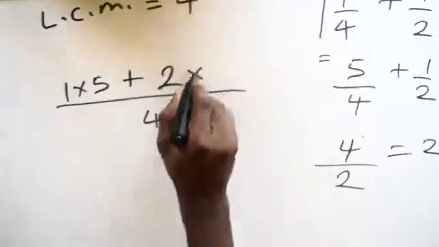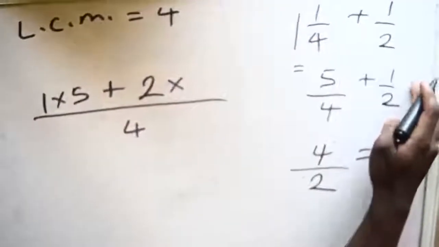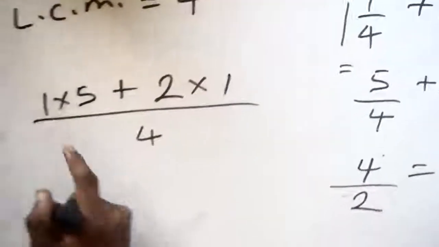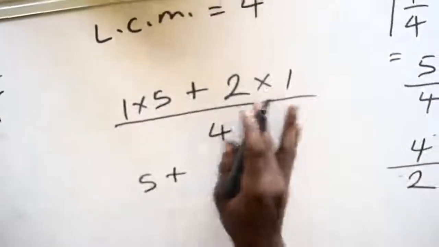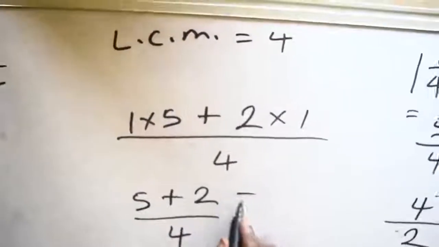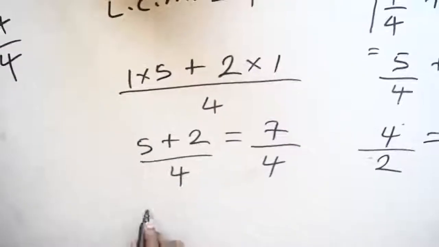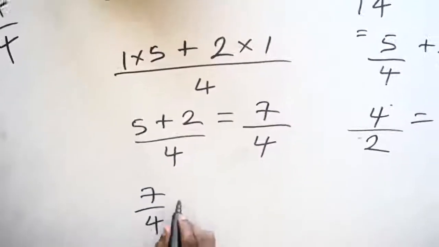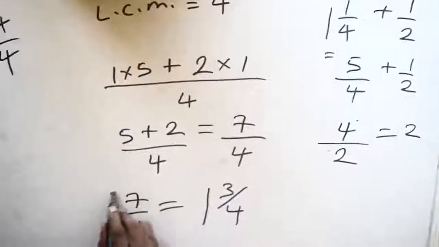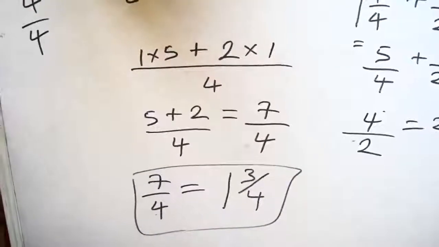Go down to multiply by the numerator of the second fraction. The numerator here is 1. 1 times 5 is 5 plus 2 times 1 is 2, all over 4. 5 plus 2 is 7, all over 4. If you convert 7 over 4 to mixed fraction, you're going to get 1 whole number 3 over 4. If you leave it this way, you are good to go.